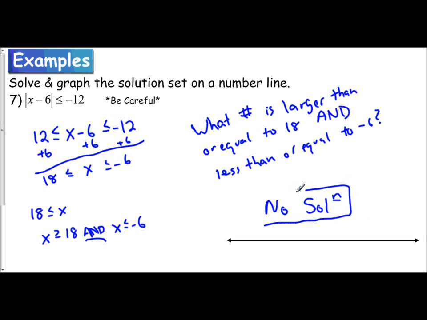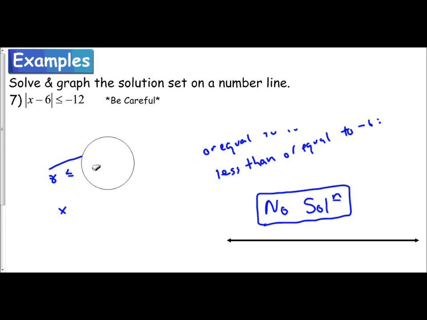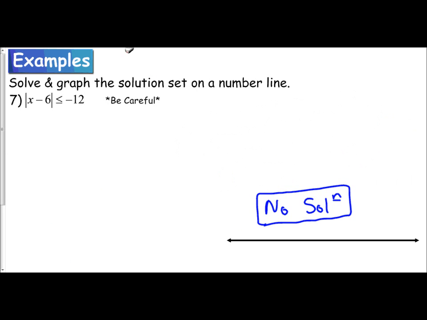And so what happens though is students don't see that because they just follow the steps. They think, oh, I just put it between the negative 12 and the 12 like I've done before and solve from there. Understand the concept of what we're trying to do. And so let me erase this. The concept is the idea that absolute value represents distance. And remember, distance is always positive.